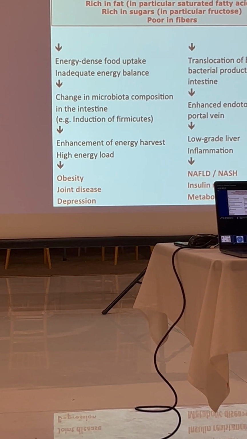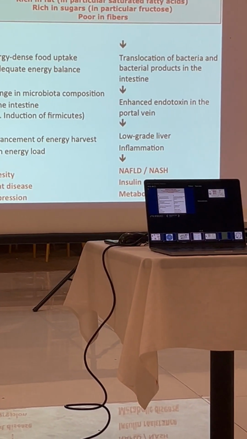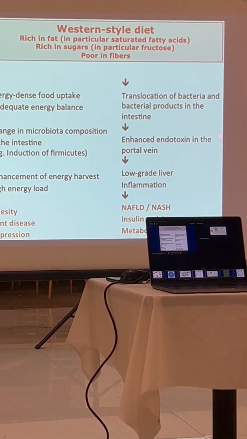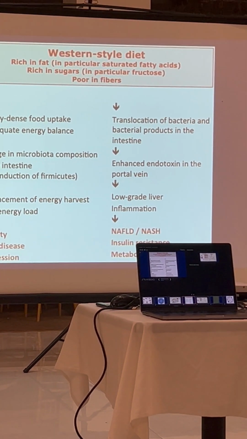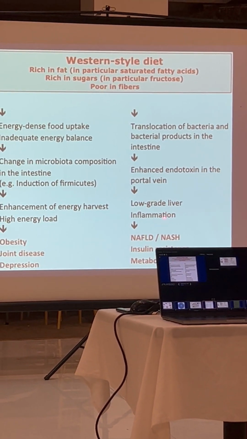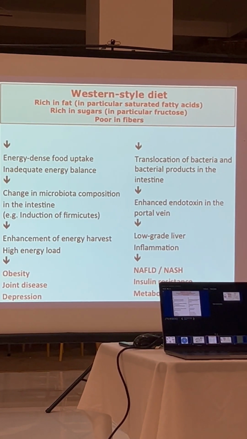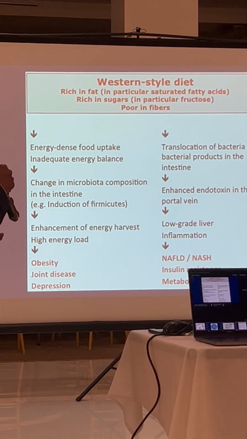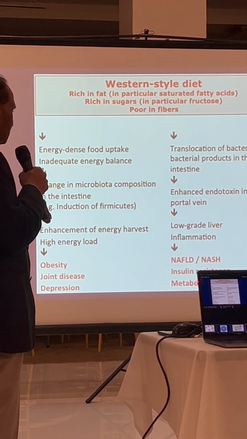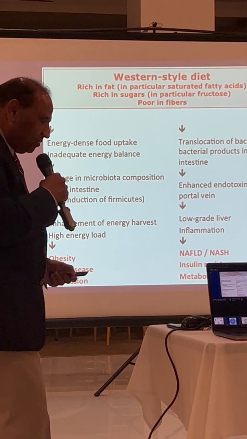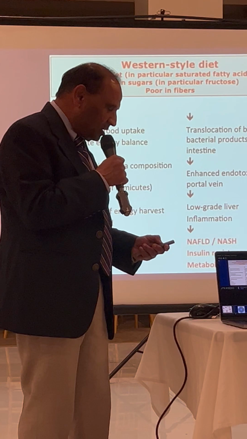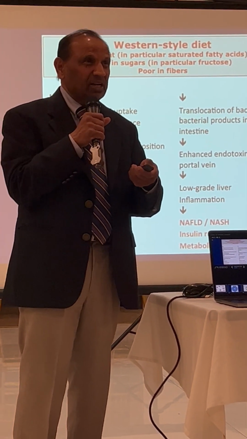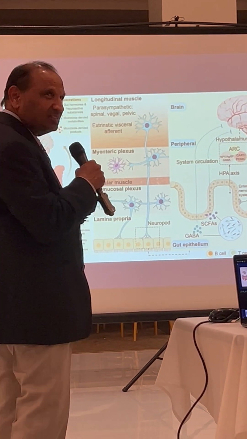obesity, joint disease, depression. Other is translocation of bacteria. It means the bacteria have gone from intestinal lumen into blood, and then it will cause enhanced endotoxin that will go into the portal vein first. Portal vein goes to the liver first, and the liver is a filter that will stop everything going into systemic circulation. It will cause low-grade liver inflammation that can lead to NASH, insulin resistance, that's type 2 diabetes, and metabolic disorder associated with obesity. So I think the best thing you can do now if you are in medicine is become a gastroenterologist, because all these things are happening because of that.